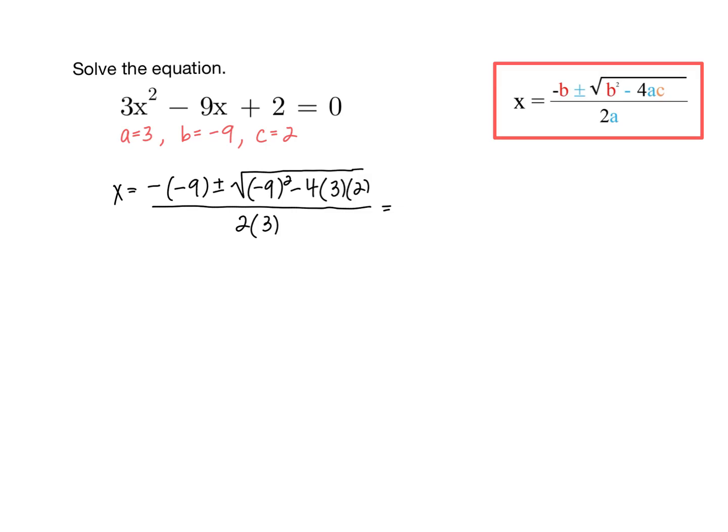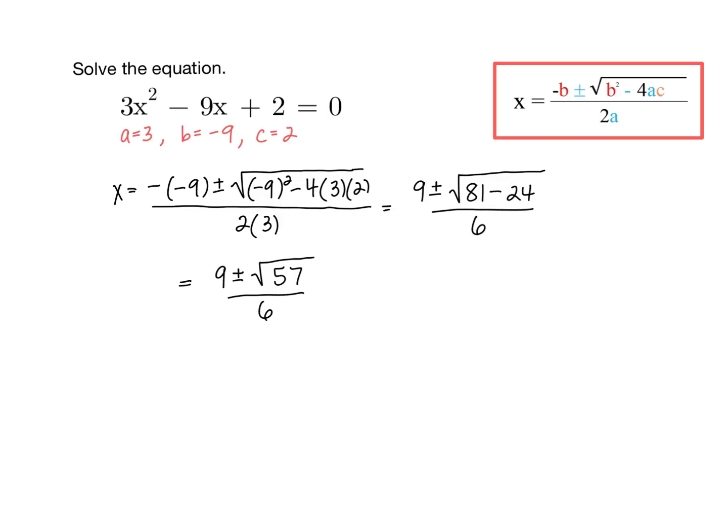Negative 9 is a positive 9, plus or minus the square root of, let's simplify under the square root. We will have 81 minus 4 times 3, that is 12, times 2 is 24, all over 2 times 3, which is 6. Let's continue to simplify. We have 9 plus or minus 81 minus 24 will get us 57, all over 6.